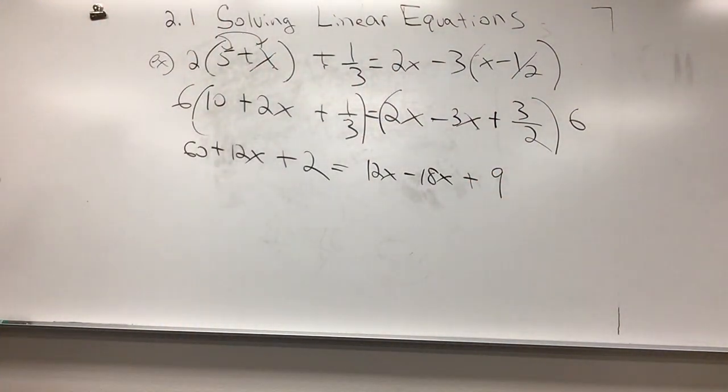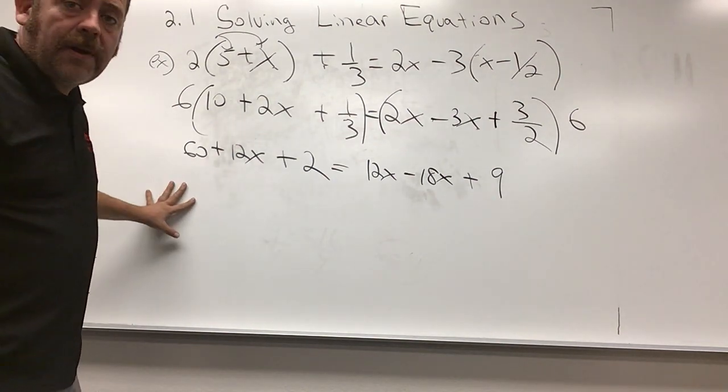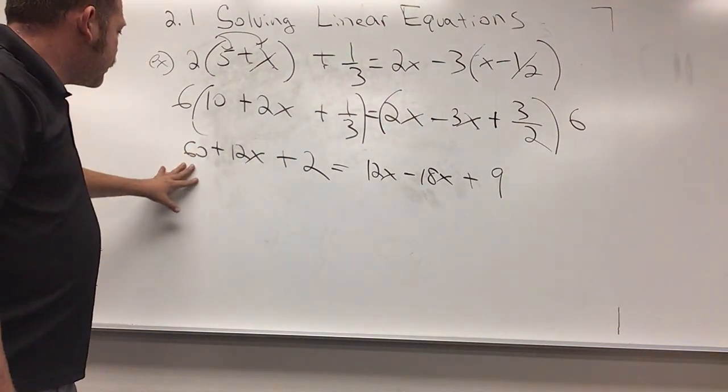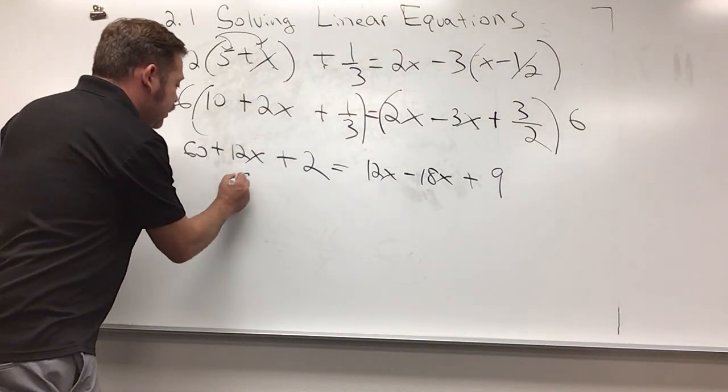Now, we're at combining like terms on each side. So on this left side of the equation, I have a 60 and I have a 2. And 60 plus 2 is 62.